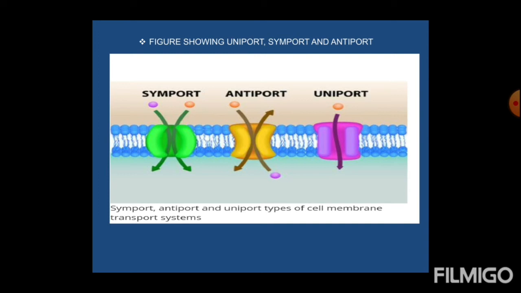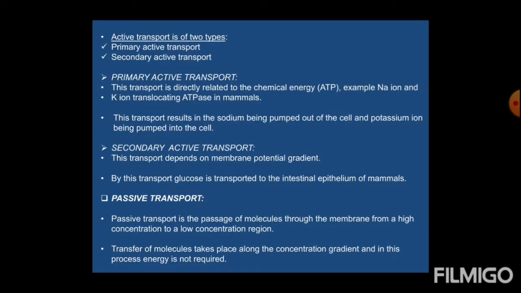And see, in the uniport, only one type of molecule is passing through the integral protein. So these are the uniport, symport and antiport diagrams. Now, as I have told you about primary active transport, there comes a secondary active transport.